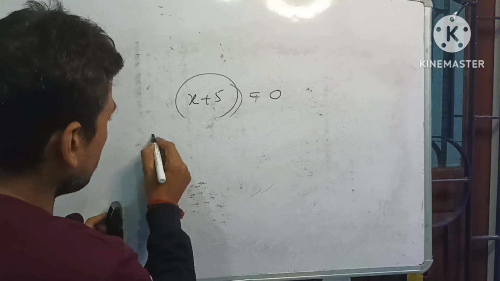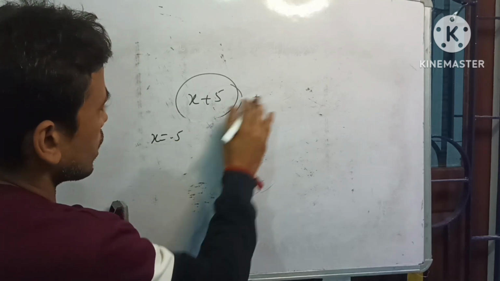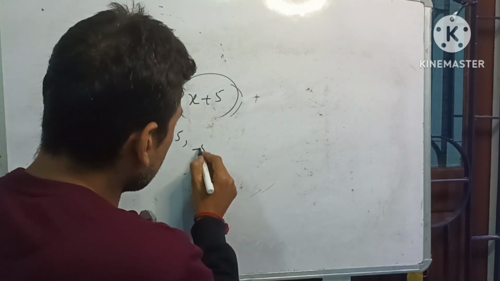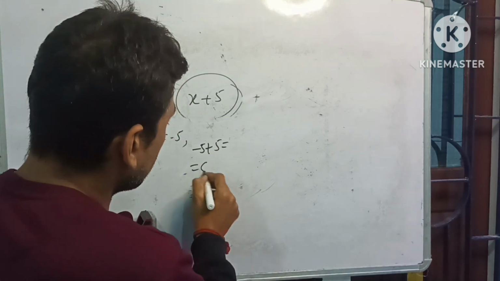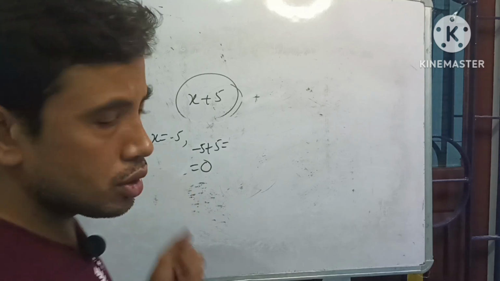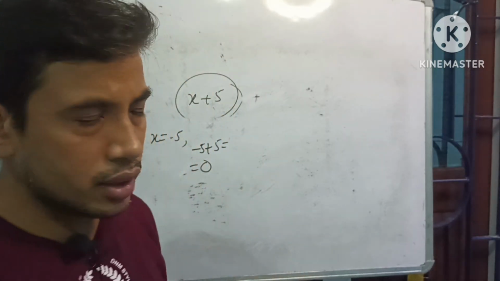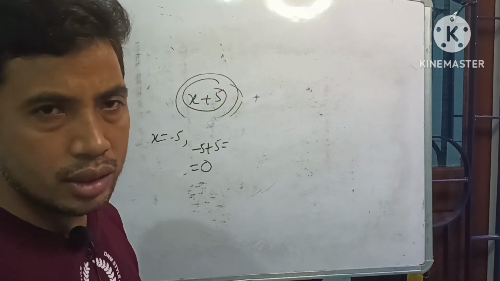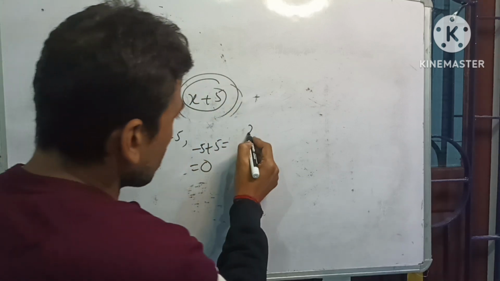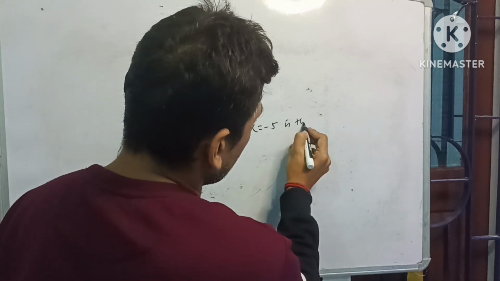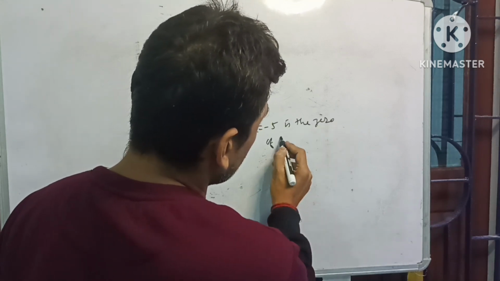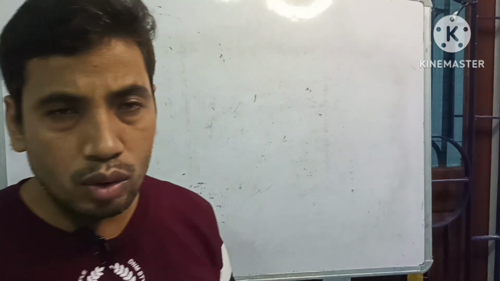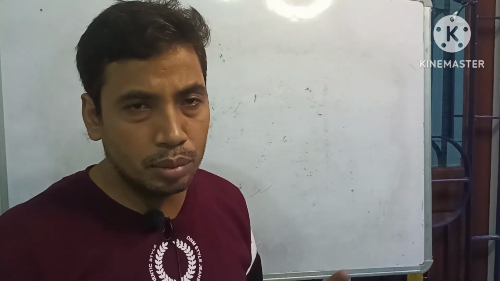Now see, if we put x is equal to minus 5 in this expression, what do we get? Minus 5 plus 5, this is equal to 0. That means if x is equal to minus 5, this polynomial becomes 0. That means x is equal to minus 5 is the zero of this polynomial.